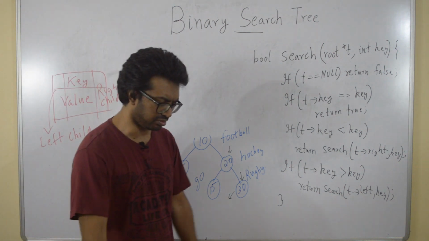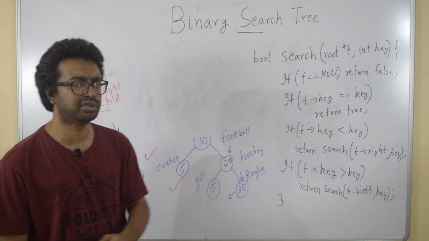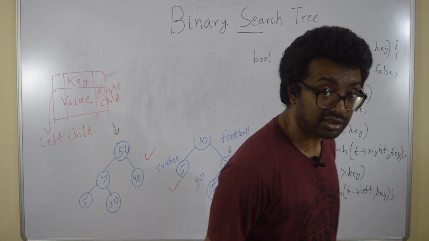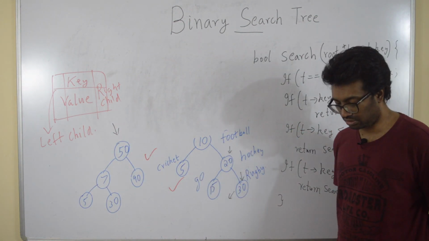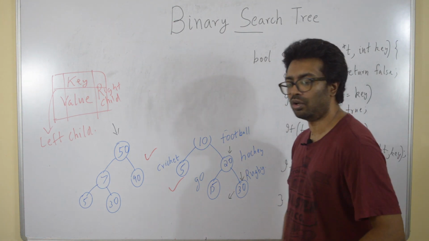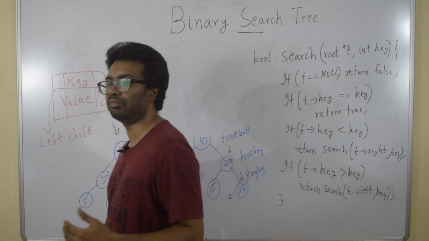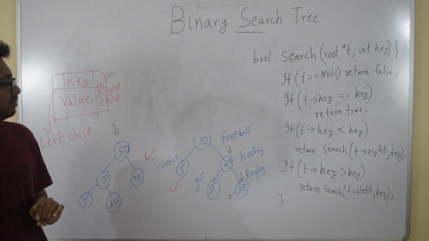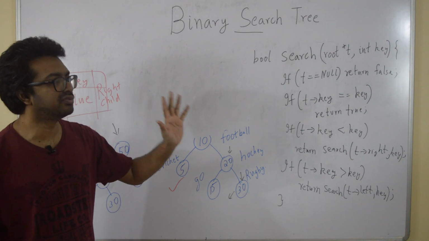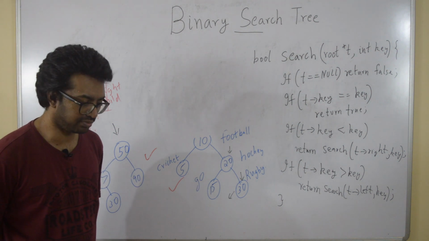Take some bunch of numbers, and then try to create a binary search tree out of that. Okay, I will right now show you how to create a binary search tree given a bunch of numbers. We will do that now. So this is how you search for a number in a binary search tree. Good.